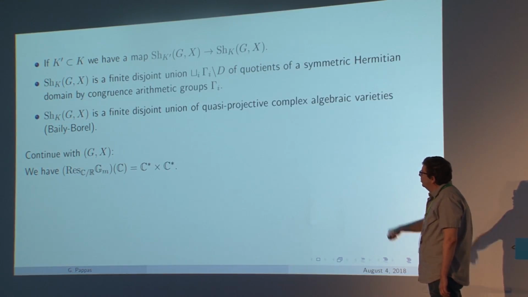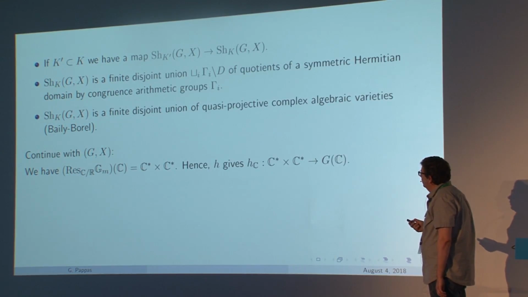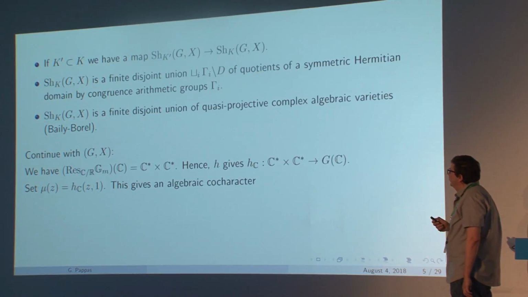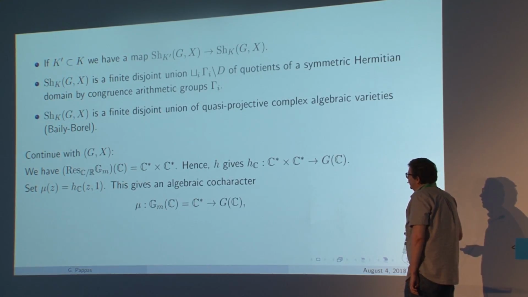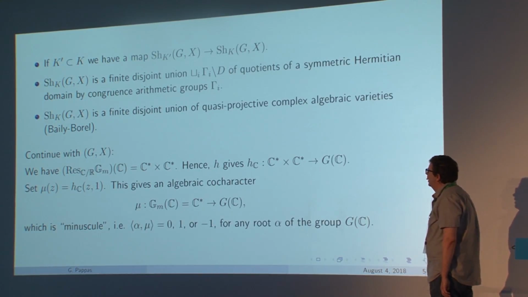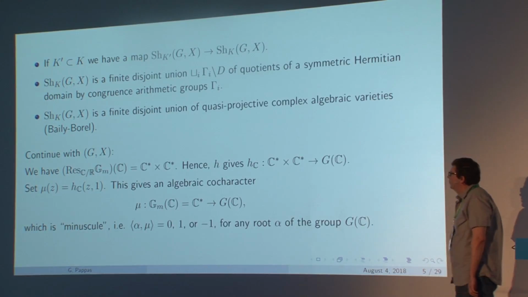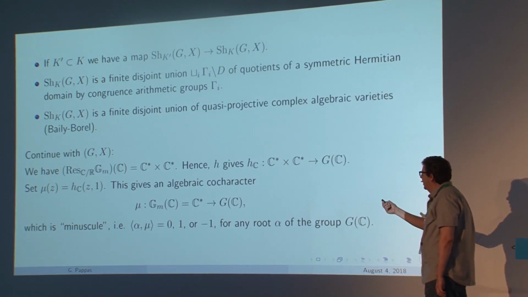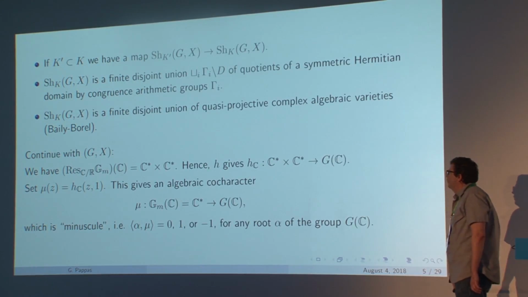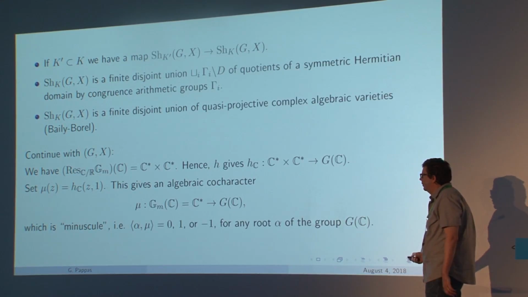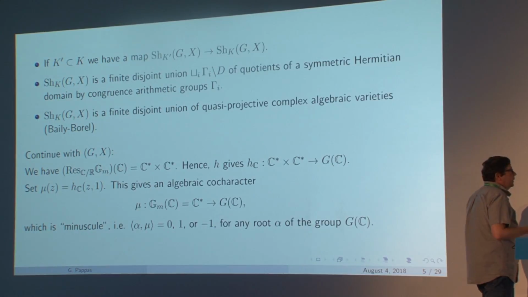So I take the complex points of the linked torus, and so I get this homomorphism like that. And so I set mu to be what's given there, and so I get an algebraic co-character of that type. It goes from C star to the complex points. And this is actually minuscule. This is implied by the axioms that I omitted mentioning in the definition of Shimura variety, but what this means is that mu pairs with every root of the group to give you 0, 1, or -1. Somehow mu is rather small in some sense.